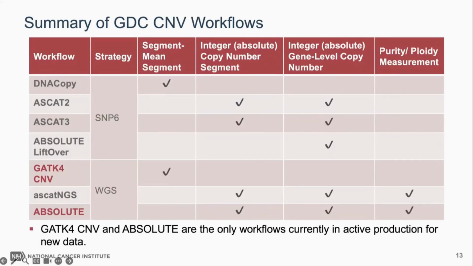Next slide. To wrap up, let's look at everything together. I know we have talked about 7 workflows in total, and 4 are based on the legacy SNP6 data, and they are only available to TCGA and sometimes TCGA and TARGET together. 3 are based on whole genome sequencing, so they are widely adopted across the GDC, including TCGA and TARGET, and many of the other newer projects. For each strategy, one workflow produces copy number segment mean values, and the rest generate integer value copy number segments and gene-level estimates. Right now, 2 of the workflows labeled here in red, GATK4 CNV and Absolute, are the only 2 currently active and maintained in mass production.